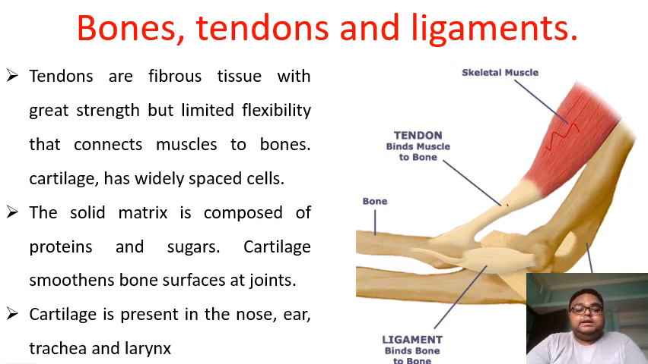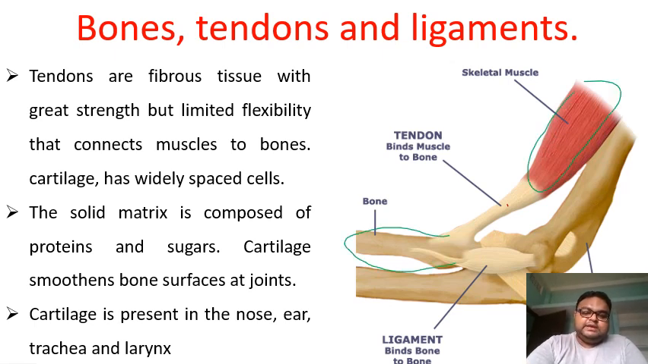So what is a tendon? Tendons are fibrous tissues with great strength, right? This means they can pull very much. But they are not very flexible, right? It just connects these muscles to this bone, okay? So between the muscle and the bone, there will be a tendon, right, students?